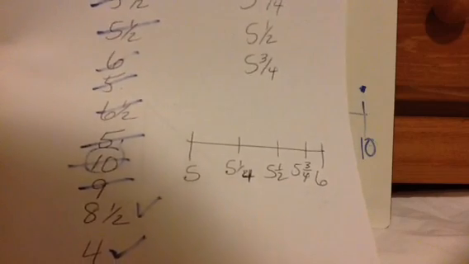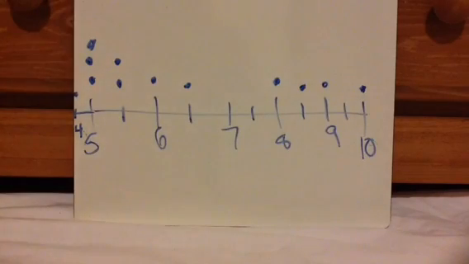You would just create those and then put dots above it. So that's really it for stem and leaf plots and dot plots. I hope this was simple and easy for you to learn.